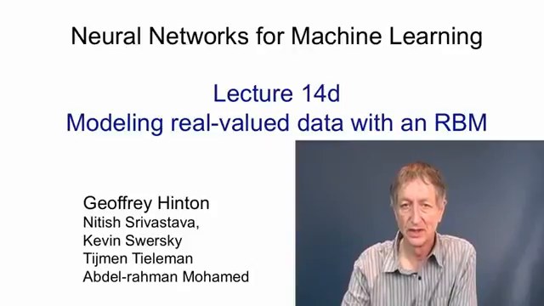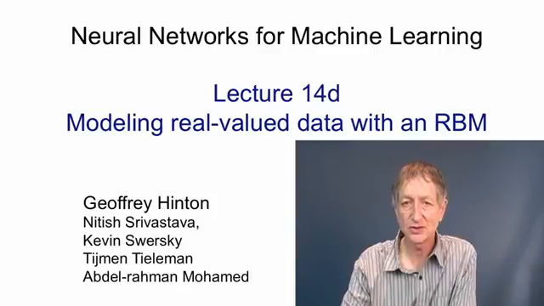In this video, I'm going to describe how to use an RBM to model real-valued data. The idea is that we make the visible units, instead of being binary stochastic units, be linear units with Gaussian noise. When we do this, we get problems with learning, and it turns out a good solution to those problems is to then make the hidden units be rectified linear units. With linear Gaussian units for the visibles and rectified linear units for the hiddens, it's quite easy to learn a restricted Boltzmann machine that makes a good model of real-valued data.